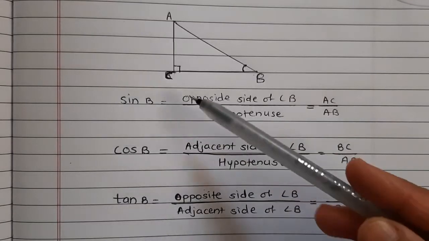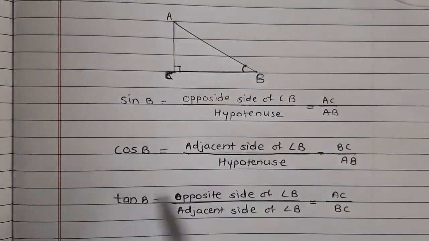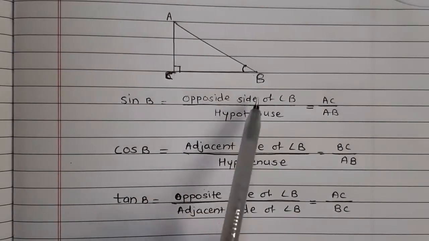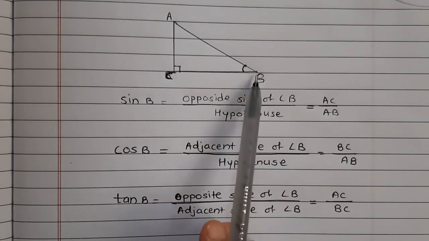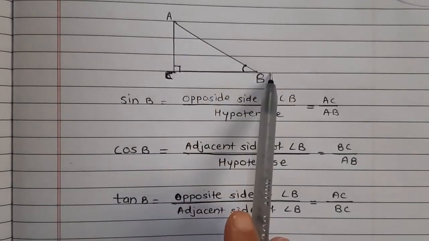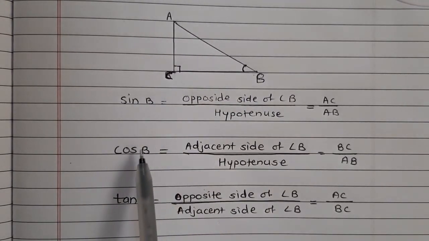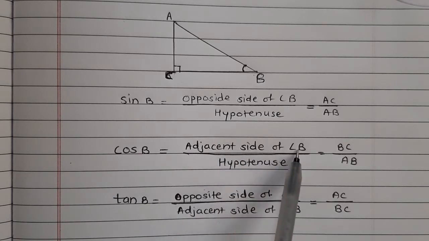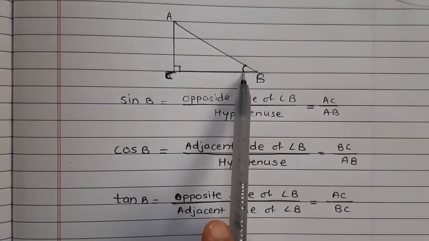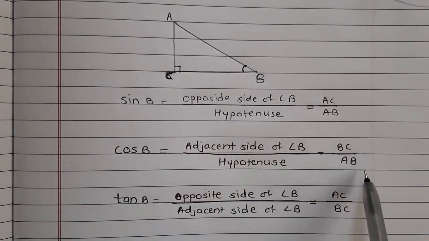See here, in triangle ACB, angle C is 90 degrees. So here sin B, that means for this angle we have to write the ratios. Sin B is nothing but the opposite side of angle B upon hypotenuse. Now which side is opposite to angle B? That is AC. So AC upon AB. AB is the hypotenuse because it is opposite to 90 degrees. Then cos B equals the adjacent side of angle B to hypotenuse. Which is the adjacent side of angle B? That is BC. So BC upon AB. And tan B, opposite side of angle B upon adjacent side of angle B. That is AC upon BC.